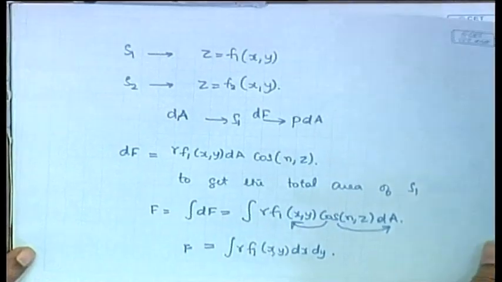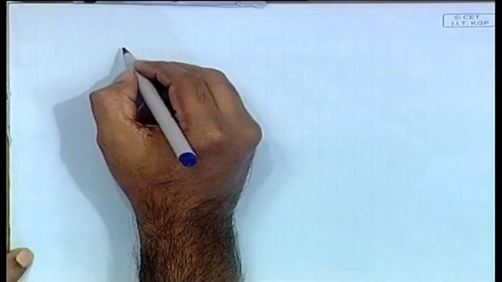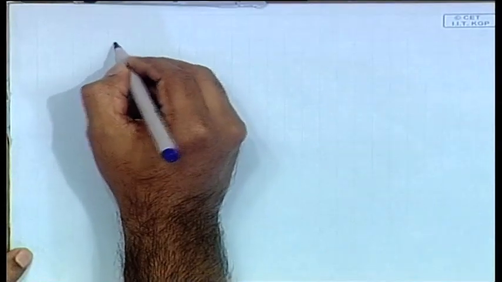So, let it be here. Now, what else do we have in this? We have the bottom half of the body. In that bottom half of the body, we have the surface S2.